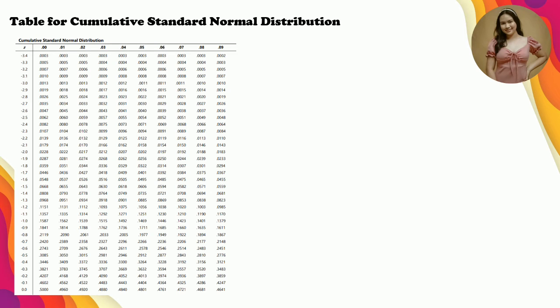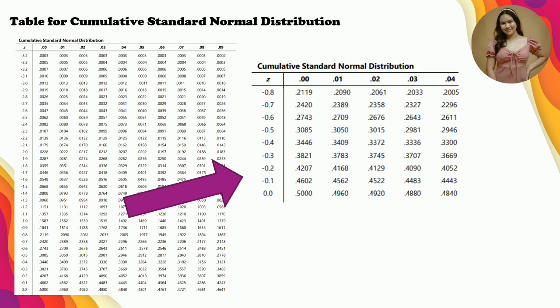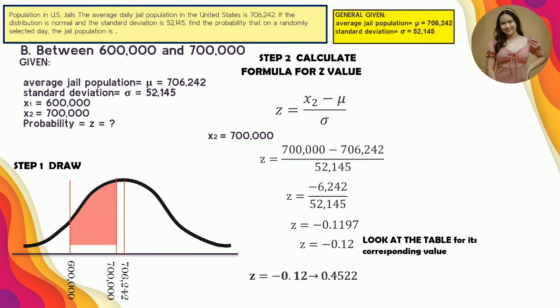This is our table for cumulative standard normal distribution. And we are looking for negative 0.12. There. And its corresponding value is 0.4522. And now we have z equals negative 0.12, and its corresponding value is 0.4522. And this value of z is for our x sub 2.